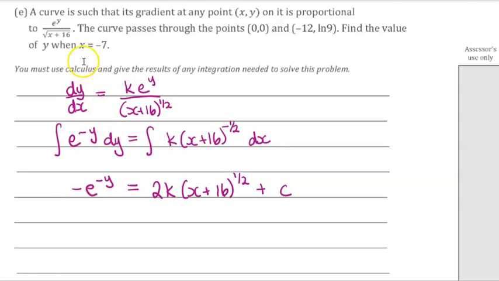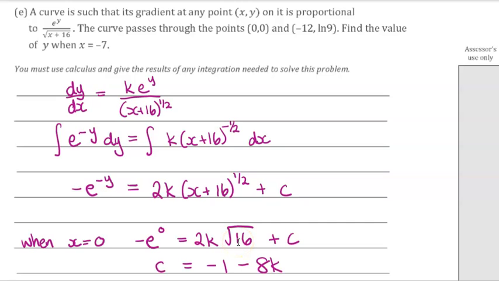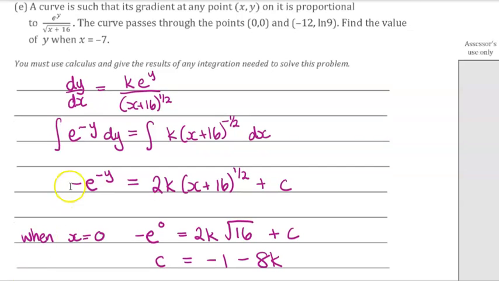Now we're going to use the values that were given to us in the question to work out the value of c. So when x is 0 from this point here, we know that y is also 0. So we can put y 0 in there and an x 0 in here. And that helps us to work out the value of c in terms of k. So c is equal to minus 1 minus 8k. Okay, next we'll substitute in these values here. So when x is minus 12, y is log 9.